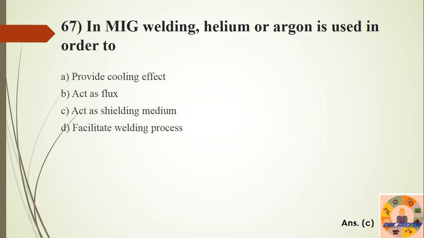Next question is, in MIG welding, helium or argon is used in order to: option A, provide cooling effect. Option B, act as flux. Option C, act as shielding medium. Or option D, facilitate welding process. And the right answer for this question will be option C, act as shielding medium, because it is used to minimize the spatter and to maximize the concentration of the arc.